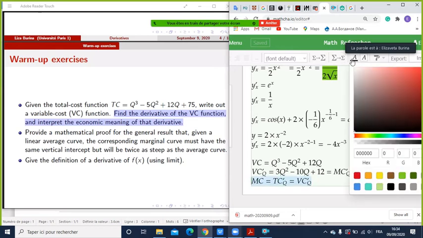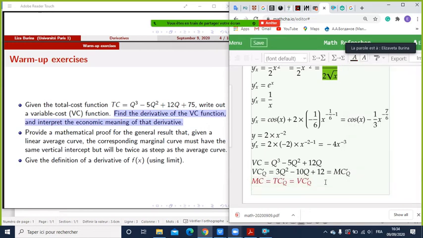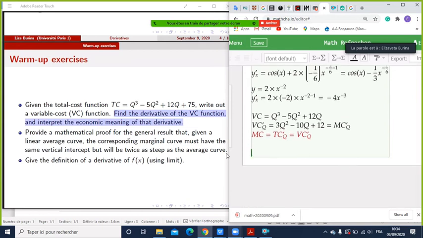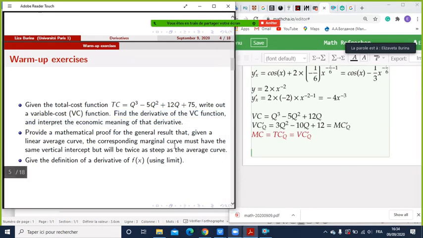Just as a refresher of a mathematical, economical part of the cost. Cool. So the second one was a bit more interesting. Provide a mathematical proof for the general result that, given a linear average curve, the corresponding marginal curve must have the same vertical intercept but will be twice as steep as the average curve.